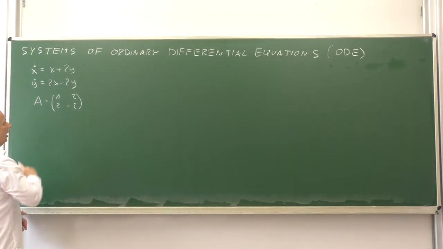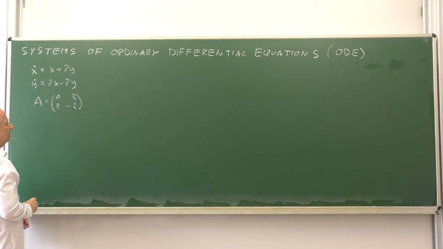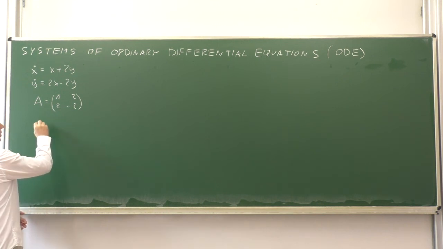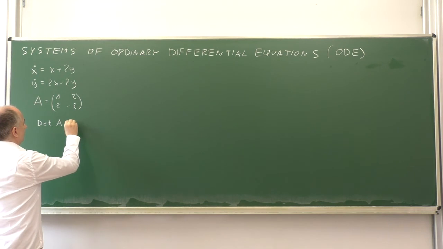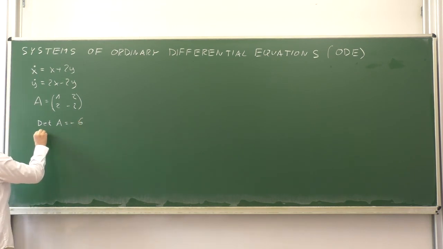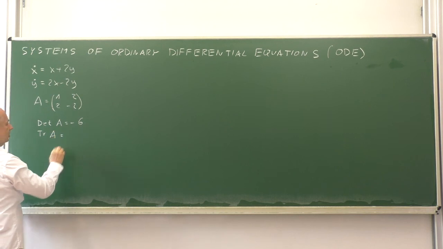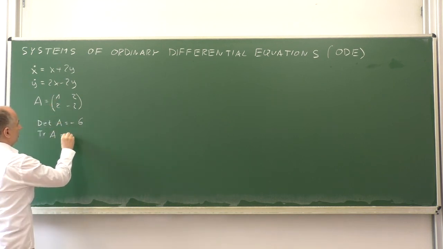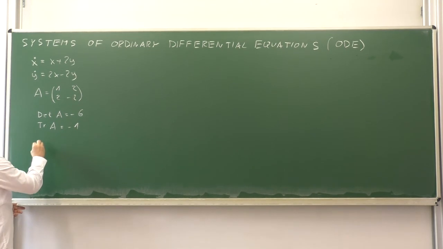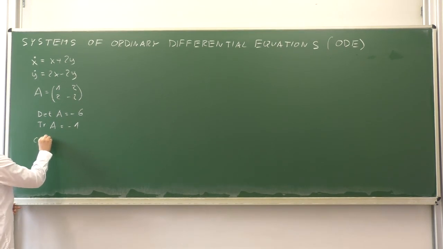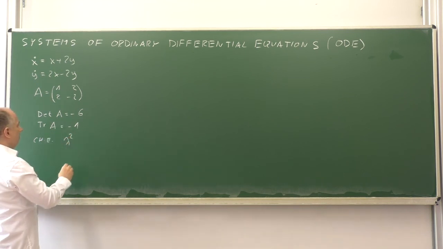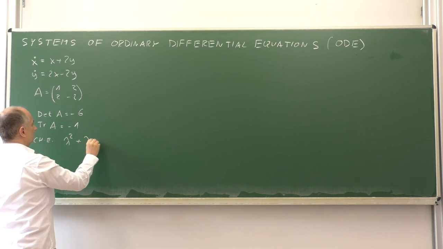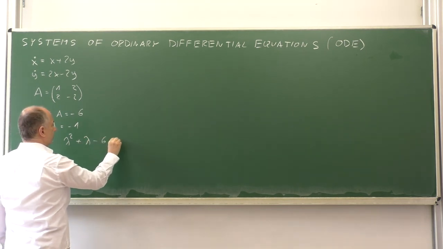Then we want to find the eigenvalues and eigenvectors. We compute the determinant of the matrix, which is minus 2, minus 4, which is minus 6. We compute the trace of the matrix, which is 1, minus 2, which is minus 1. And we can build a characteristic equation, which is lambda square minus trace times lambda plus determinant, which is equal to 0.